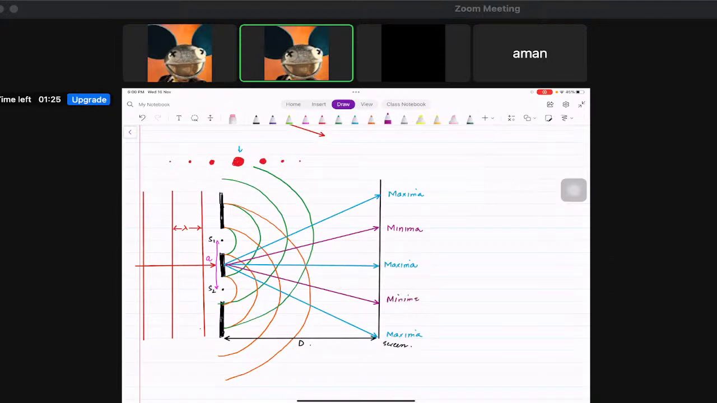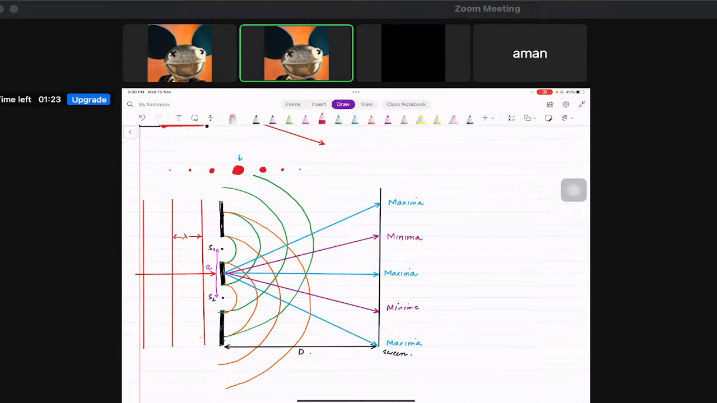So basically, the light is going to be shown like this. It's going to be a bright spot, and then the light will be gone, and then there is a smaller bright spot, and another bright spot like this. So these are maximas on the sides, and in the middle they are minimas. Do you understand what I'm saying?